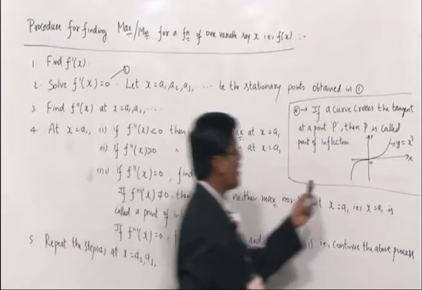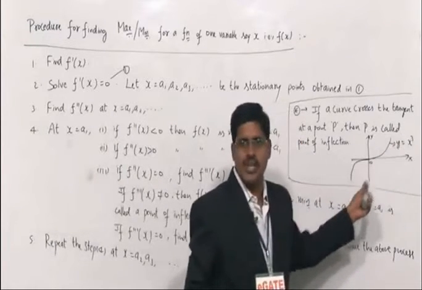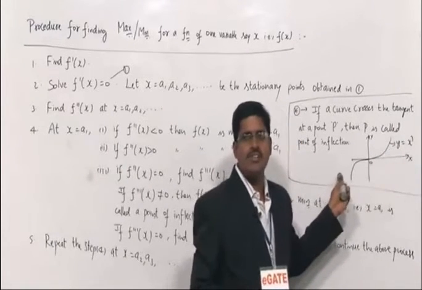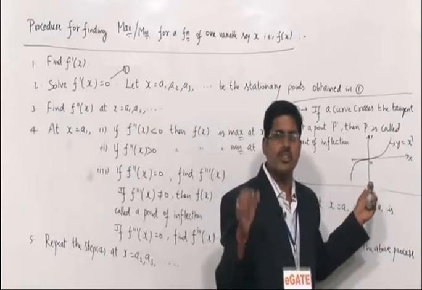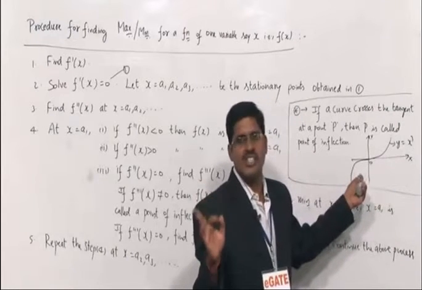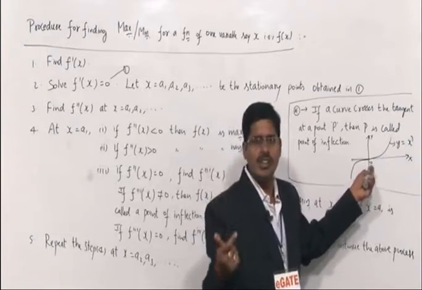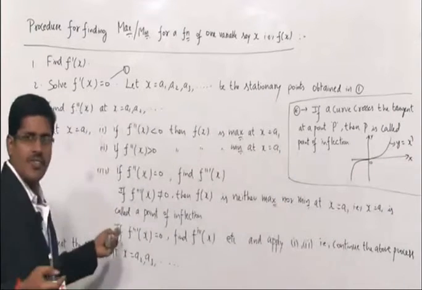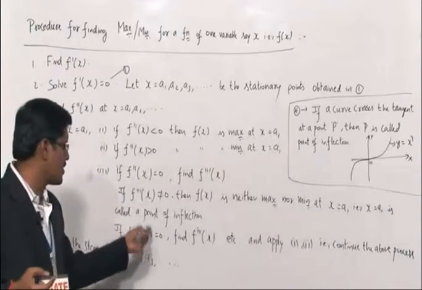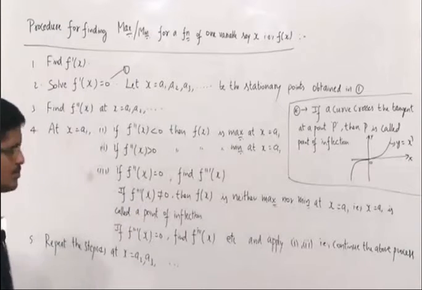So this is one example, a rough sketch of the graph f x is equal to x cube, y is equal to x cube, where the curve crosses the tangent at x equal to 0. So x is equal to 0 is a point of inflection, that is neither maximum nor minimum. Or you can verify by this procedure after finding third derivative and showing that third derivative is not equal to 0.